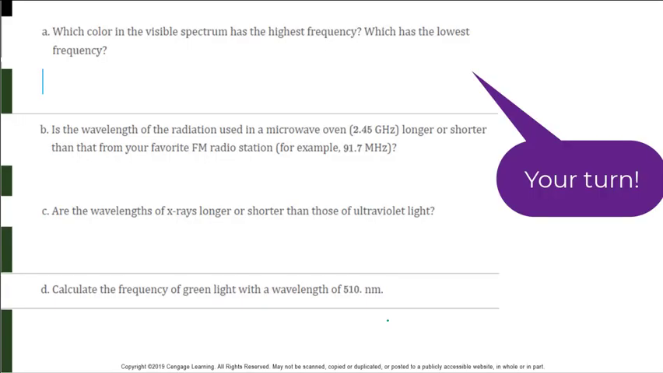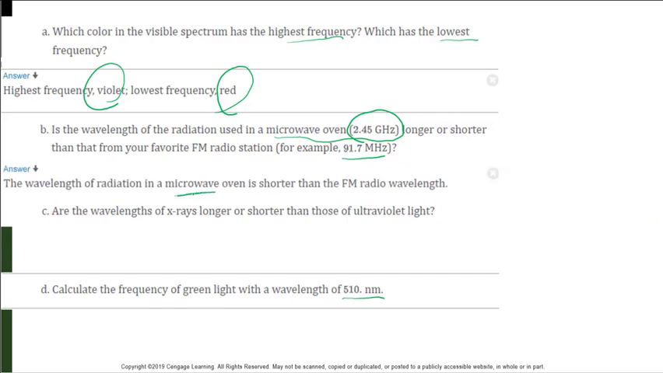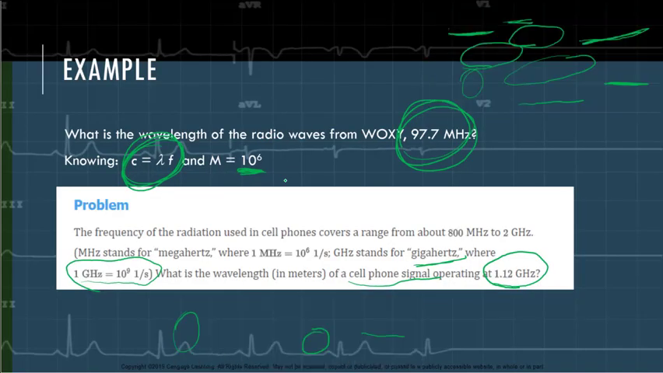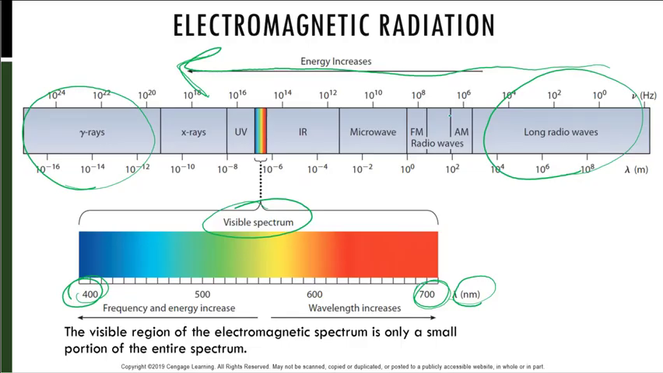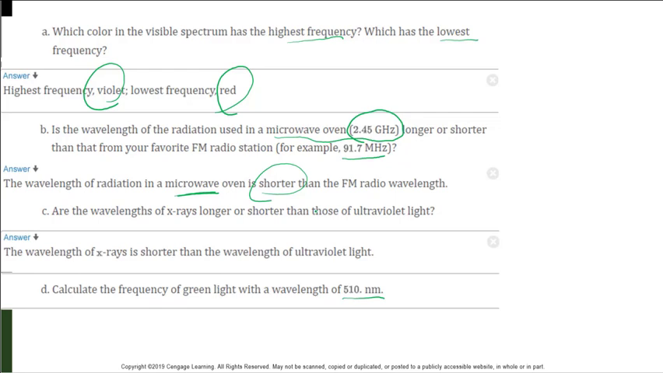Here are a few I'd like you to try. The highest frequency would be violet, and the lowest frequency would be red. The wavelength of radiation in a microwave is shorter than FM radio wavelength. And if I go back to our chart, if I look at my FM radio waves versus microwaves, we can see that the radio waves have less energy, which means a longer wavelength. So a microwave has shorter wavelengths. The wavelengths of X-rays are going to be shorter than the wavelengths of UV light.